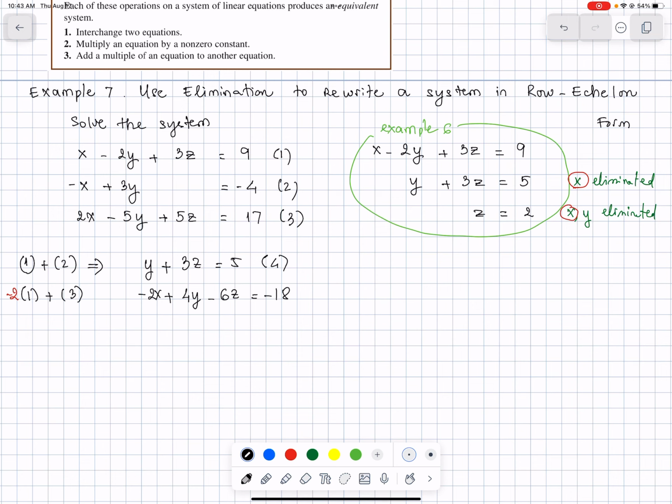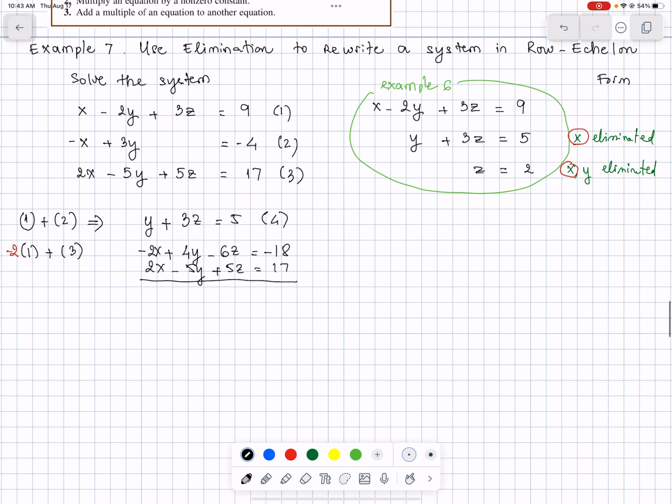And then write down the third equation again, and we add them up. The x is eliminated, so we get -y minus z equals -1. I name this equation number 5. So I got equations number 4 and 5 where the x is eliminated.